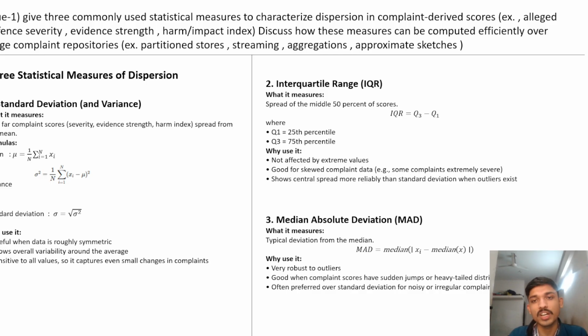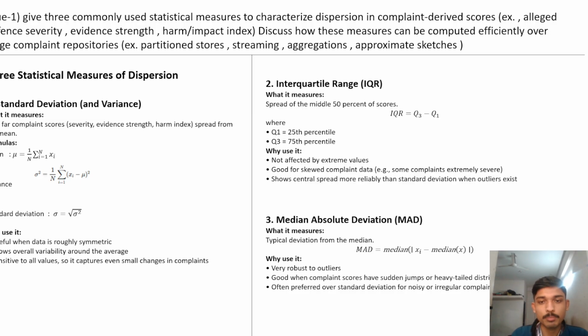The next one is the interquartile range. It measures the spread of the middle 50% of scores, and it is calculated as quartile 3 minus quartile 1, where quartile 1 is the 25th percentile and quartile 3 is the 75th percentile. Why do we use it? Because it is not affected by extreme values, so it is good for skewed complaint data. Example: some complaints are extremely severe, and it shows central spread more reliably than standard deviation when outliers exist.